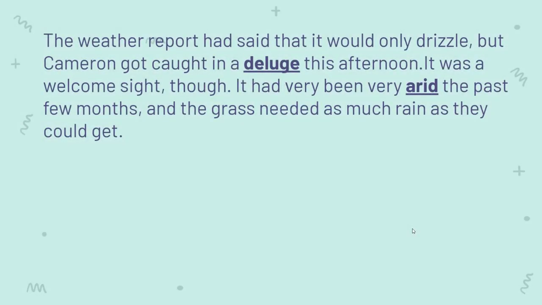The weather report said that it would only drizzle, but Cameron got caught in a deluge this afternoon. It was a welcome sight, though. It had been very arid the past few months, and the grass needed as much rain as they could get.